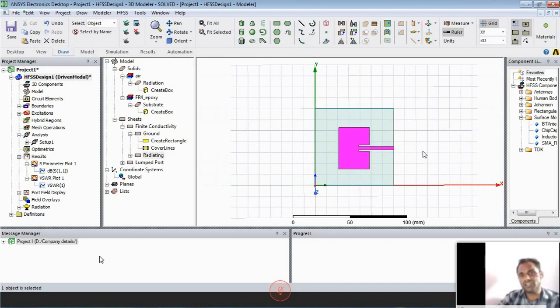So if I give a finite conductivity value, that finite conductivity works on lambda g, the guided wavelength oriented axis, so that we give a finite conductivity value here. So I apply my boundary condition as finite conductivity for both the ground and the radiating layer. Then again I'll give a feed line. So insert my feed here.